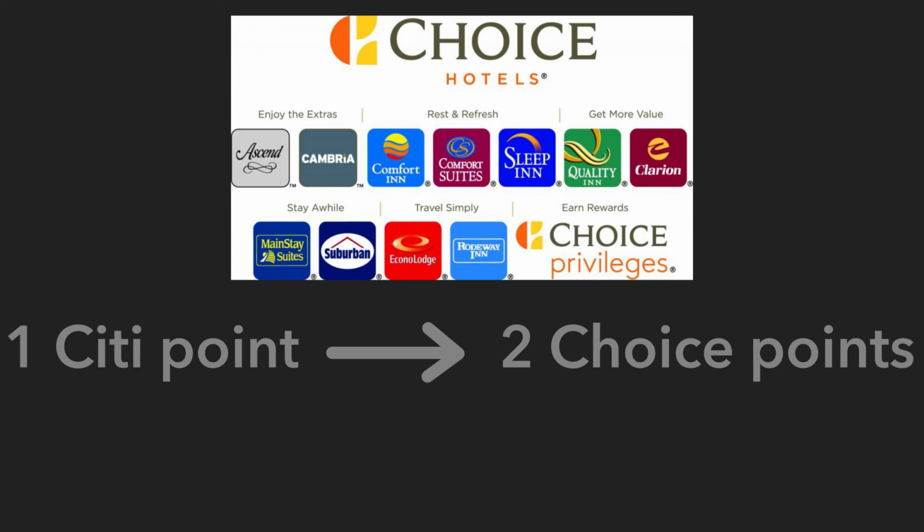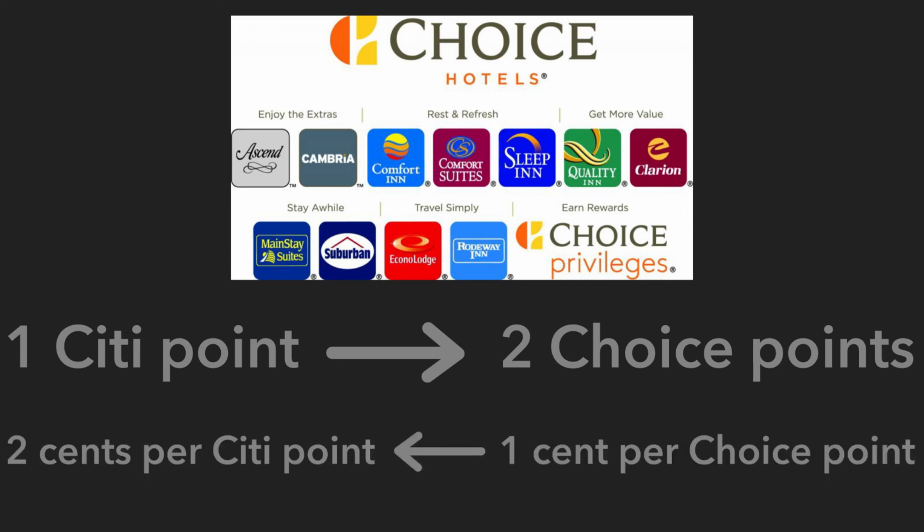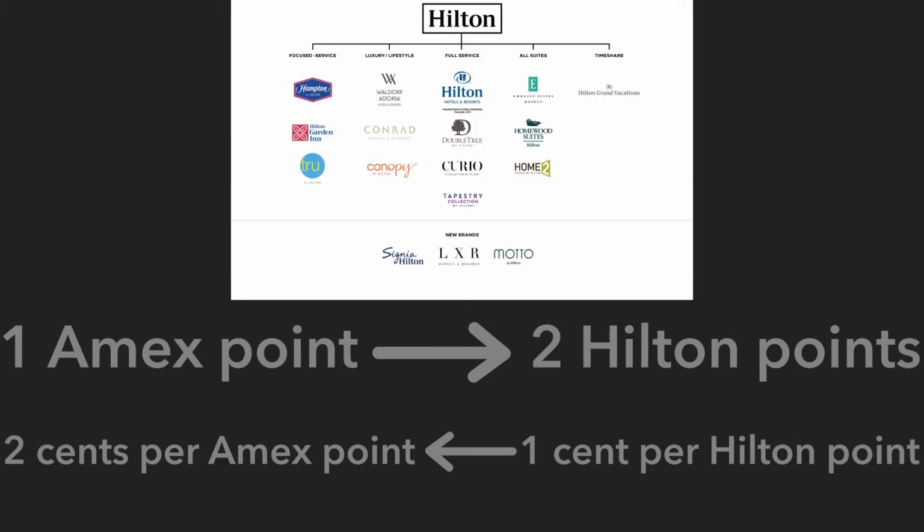That means if you can find a Choice booking for around 1 cent per point, you'd actually be getting 2 cents per Citi point by transferring them out. So that's pretty good value. Similarly, Amex transfers to Hilton at a 1-to-2 rate. Budget-level Hilton properties are pretty much never going to be priced at 1 cent per point. They're usually around half a cent per point. So even with this boosted transfer rate, that won't really be a good redemption.